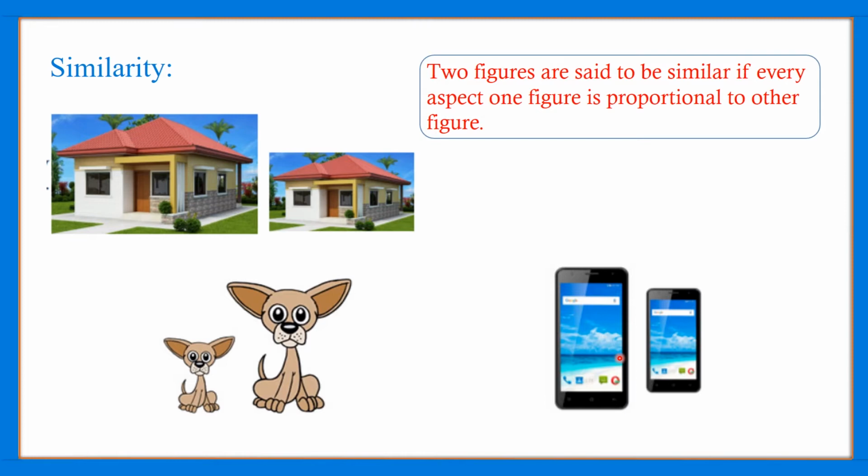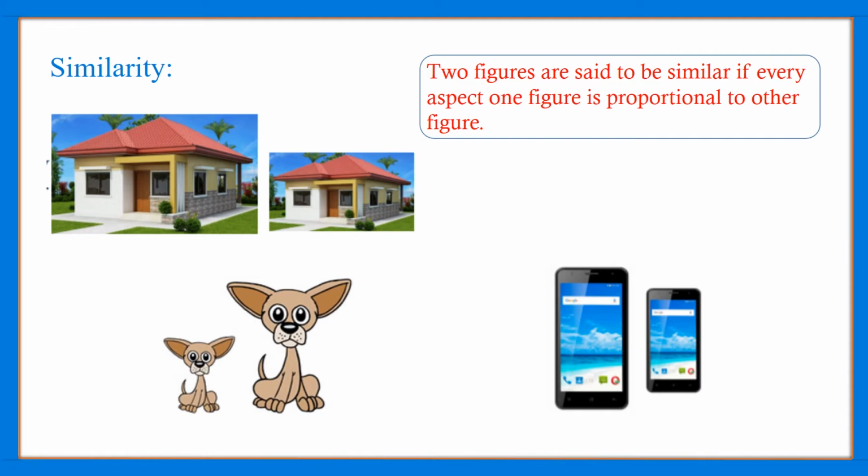Mathematically, we say two figures are similar only if they are the same in shape but they can be proportional in their size. That is, two figures are said to be similar if every aspect of one figure is proportional to the other figure. So, when we say two figures are similar, we mean that they are of the same shape but their size is proportional to each other.